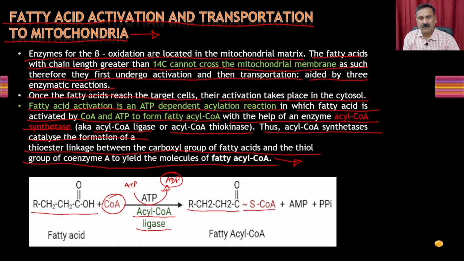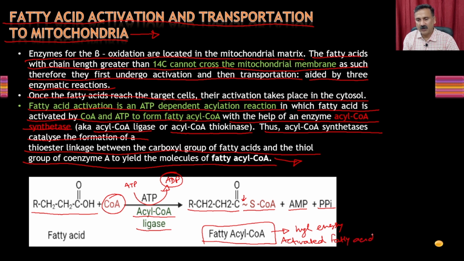So this is a very high energy bond which is formed between the fatty acid and the coenzyme A, and it forms AMP and PPi, and that is what is called fatty acyl CoA. This is a very high energy molecule because it contains the thioester linkage, and that thioester linkage is energetically very active, and that's how this molecule is activated. This is called the activated fatty acid.